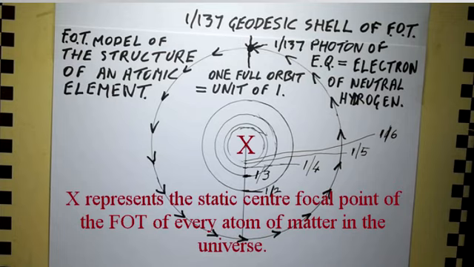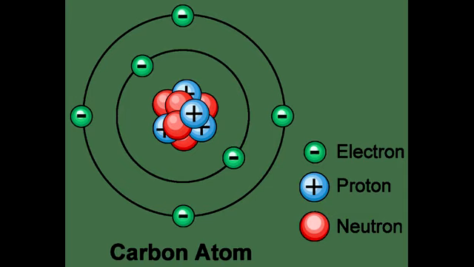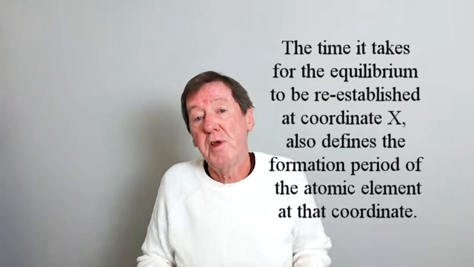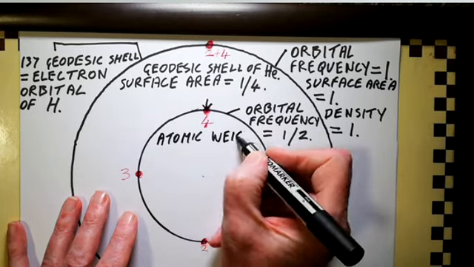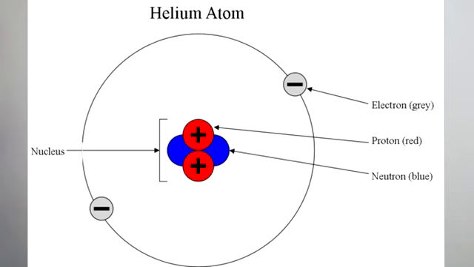An increase in the mass of an atom is not a consequence of an increase in the number of protons and neutrons within the nucleus of the atom, but by virtue of the fact that it takes longer for the equilibrium to be restored at that coordinate x. For instance, the weight of helium turned out to be twice that which was predicted, and the existence of neutrons was invented in order to explain the discrepancy.